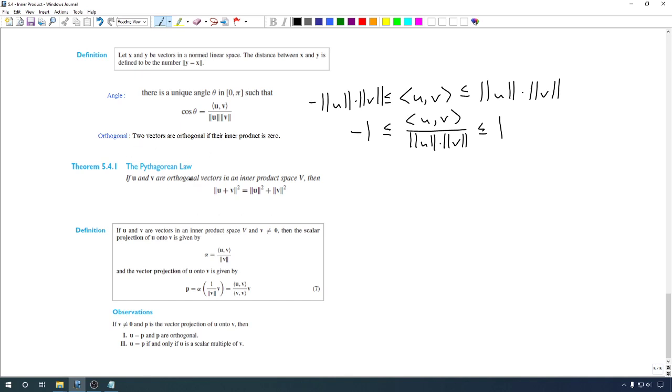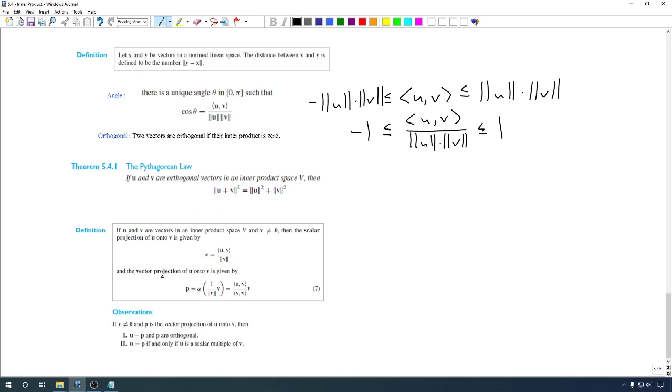We still have the Pythagorean law that if we have two orthogonal vectors in an inner product space, we can actually split up the square of the norm of the sum into the sum of the squares of the norms. And the proof of that follows almost word for word the same way that it did for the scalar product. So I'm not going to bother proving that one again.